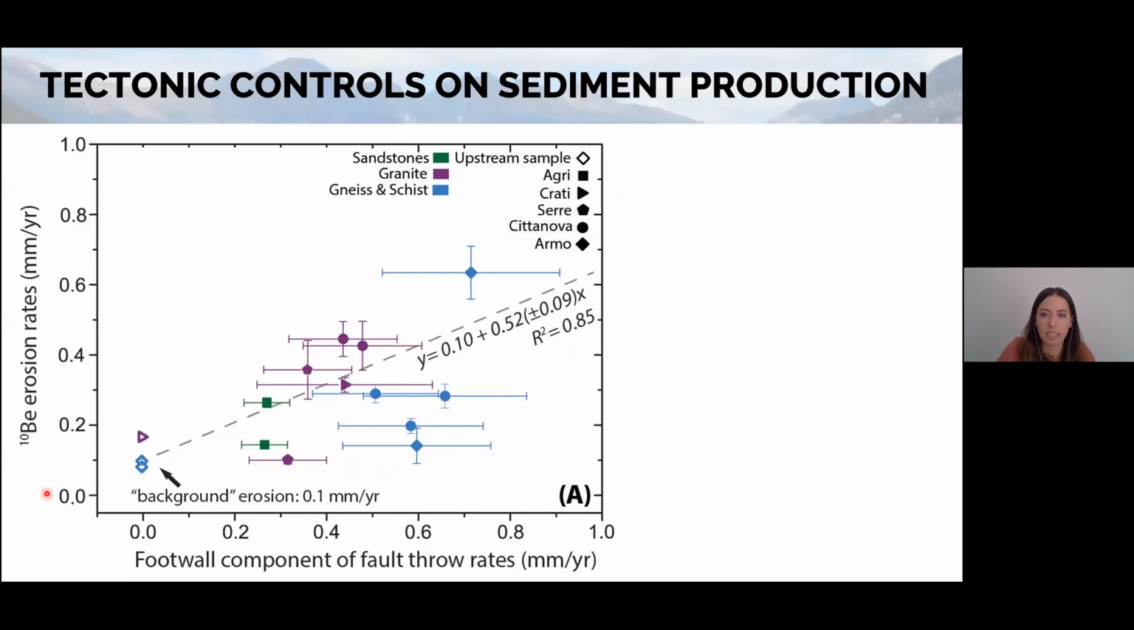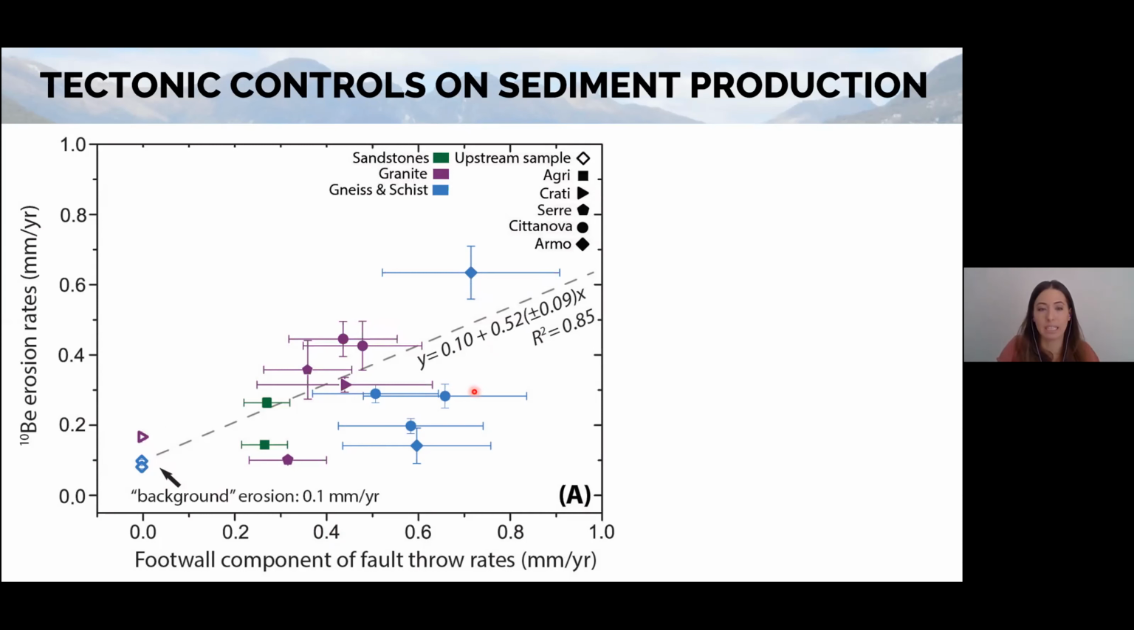So if I plot the catchment average beryllium-10 erosion rates here on the y-axis against the footwall component of the fault throw rate on the x-axis, which is derived from these continuous profiles that I showed you earlier, we can see that there is a good correlation. And if we set the intercept at this background erosion rate of 0.1 millimeters a year, we can see that on average, erosion is removing about half of the rocks that are being uplifted by the fault.